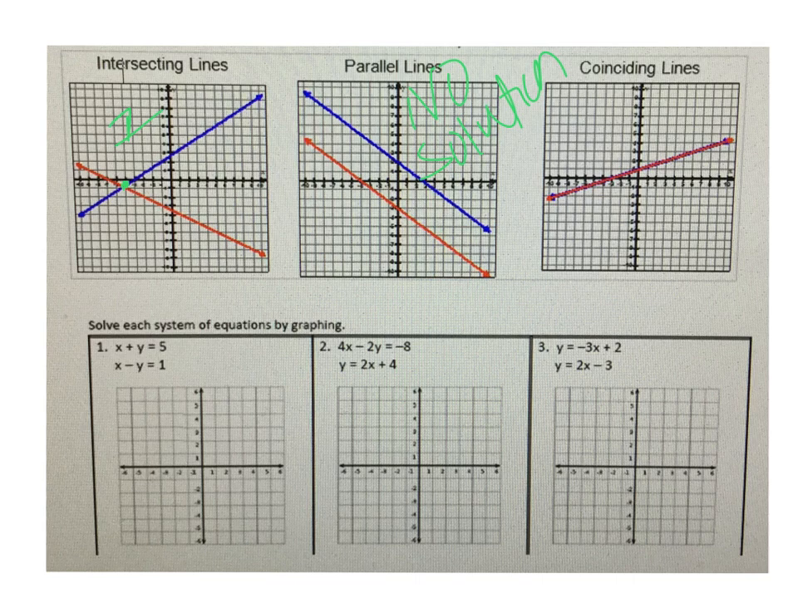Then we have what's called coinciding lines. This is a geometry term. Coinciding lines mean they are sitting on top of each other. So in that case, you have an infinite number of solutions, okay? Now, if you didn't already grab some graphs from the back table, make sure you do that now so you can go ahead and paste these in there.